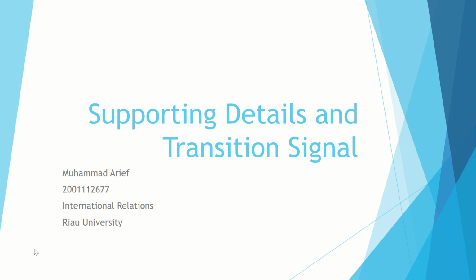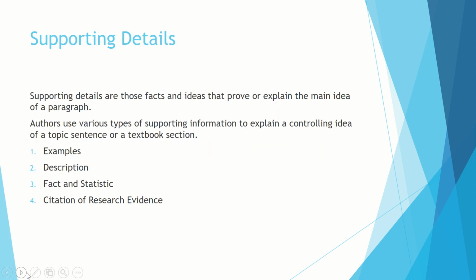Today, I'd like to tell you about spotting details and transition signals. Okay, what are spotting details? Spotting details are those facts and ideas that prove or explain the main idea of a paragraph. Authors use various types of spotting information to explain the controlling idea of a topic sentence or a textbook section.